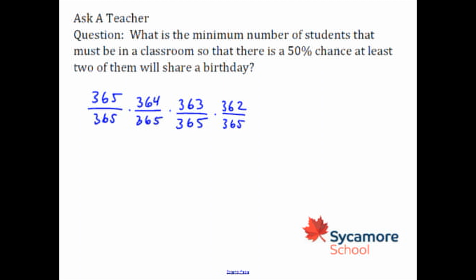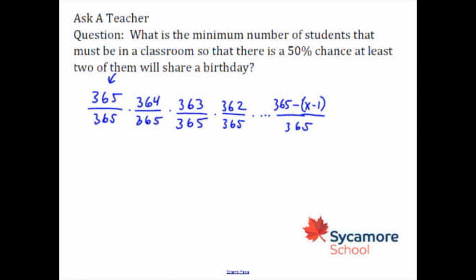The way that would look is 365, and we don't subtract the number of people. What we end up subtracting is 1 less than the number of people. That's because the first person was 365, the second person was 364, so we subtracted 1, not 2, to get the second person. And then that's over 365.